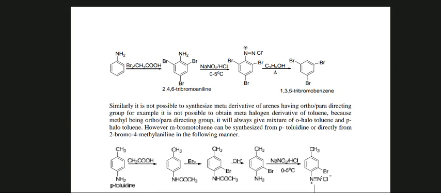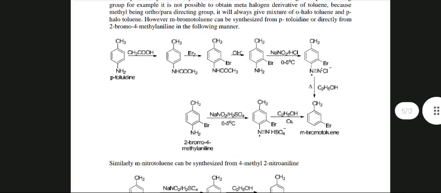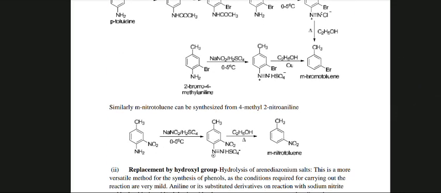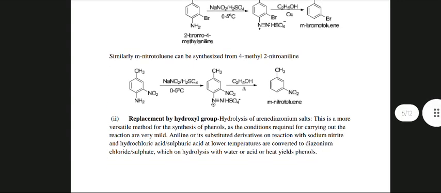Similarly, it is not possible to synthesize meta derivatives of arenes having an ortho-para directing group. For example, it is not possible to obtain a meta halogen derivative of toluene, because methyl being an ortho-para directing group, it will always give a mixture of o-halotoluene and p-halotoluene. However, m-bromotoluene can be synthesized from p-toluidine or directly from 2-bromo-4-methylaniline in the following manner. Similarly, m-nitrotoluene can be synthesized from 4-methyl-2-nitroaniline.